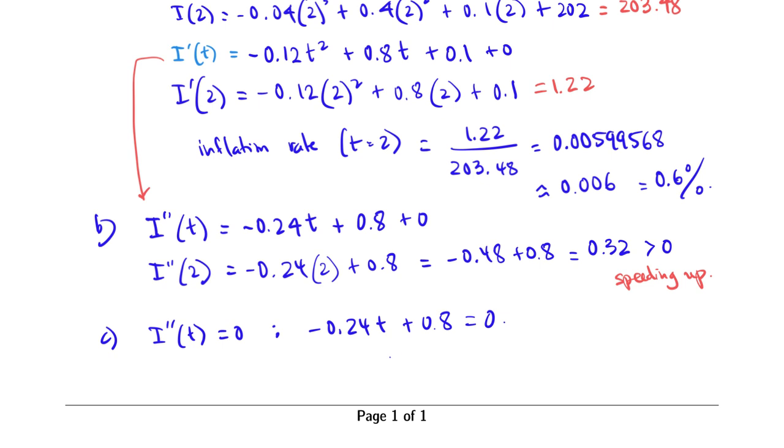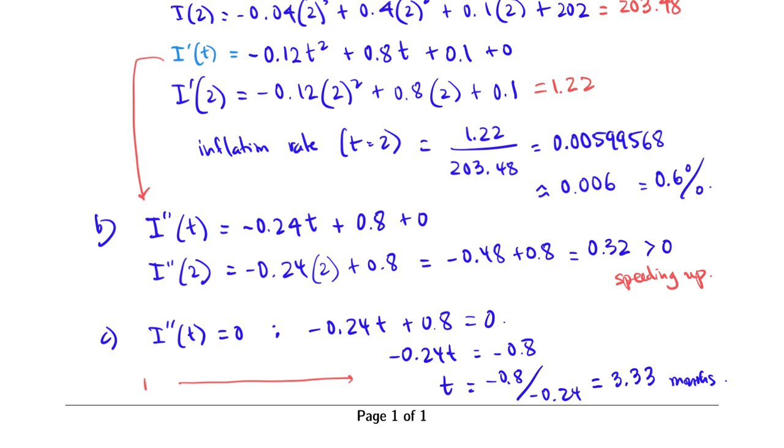Solving for t, we get -0.24t equals -0.8. t equals -0.8 divided by -0.24. And so t is approximately 3.33. This is in months. This is the number that will give us the second derivative equal to 0. And that is when t equals 3.33.